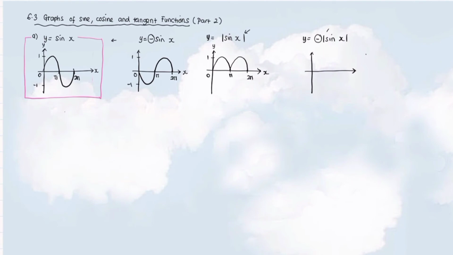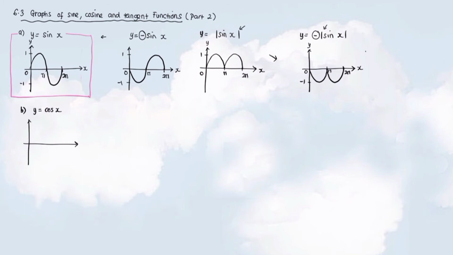For y equals negative modulus sine x, everything positive will become negative. Notice the difference between these two graphs. Now let's see y equals cos x. Okay, this is the shape of y equals cos x.